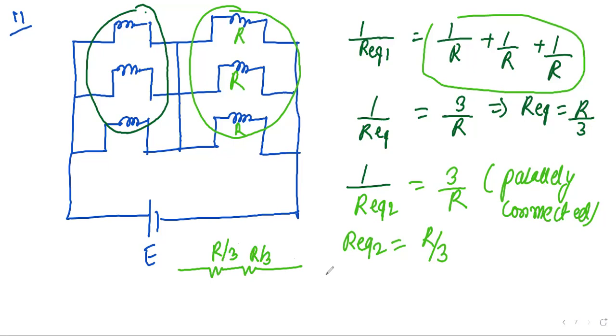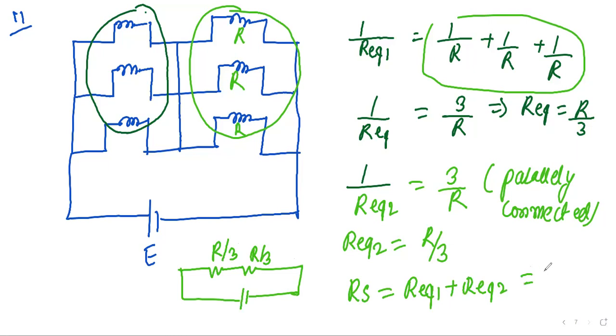This is also R by 3. So in series, we directly add the resistances. So RS will be equal to RE1 plus RE2. Then it is coming out to be R by 3 plus R upon 3, so it will be 2R upon 3. This is RS, the resistance in series. So this will be the value, right?